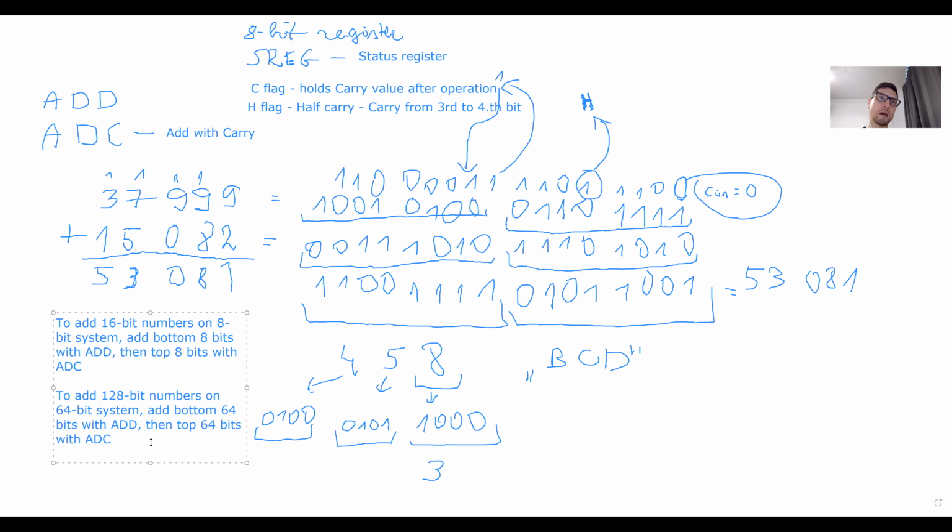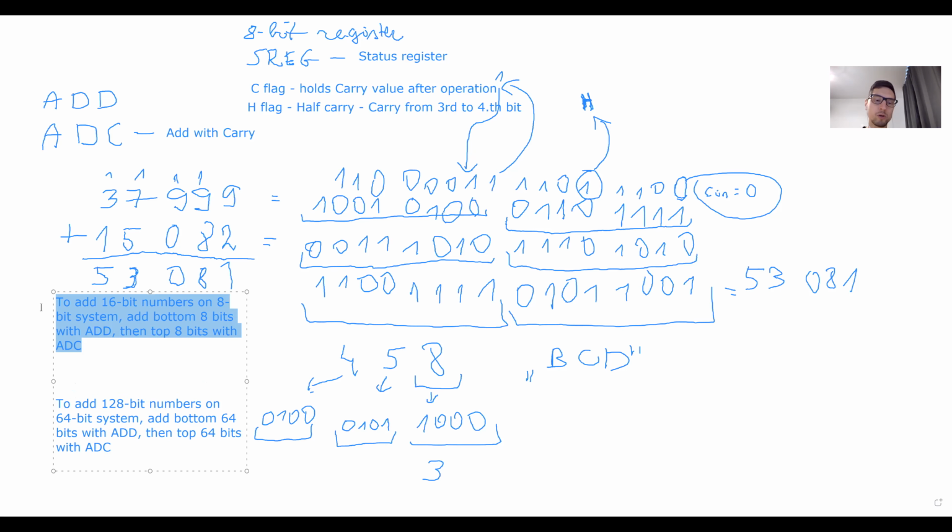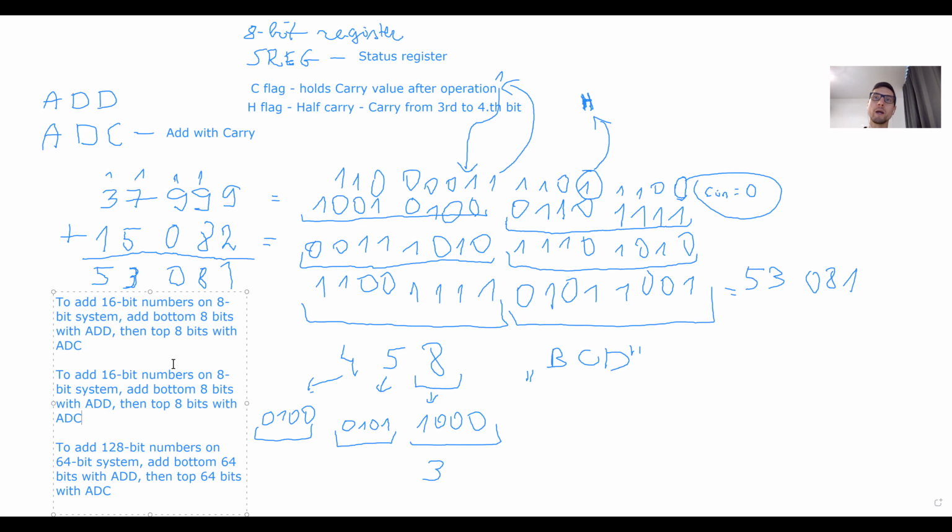And, you know, to expand it further, you can also run 32-bit code on 8-bit processors. So to add 32-bit numbers on an 8-bit system, add bottom 8 bits with add, then the next, second, third, and fourth bits with add with carry. So if you had a 32-bit number, then you add only the bottom part with add, and then the second, third, and fourth parts with add with carry so that you don't lose it. Okay, so pretty simple.